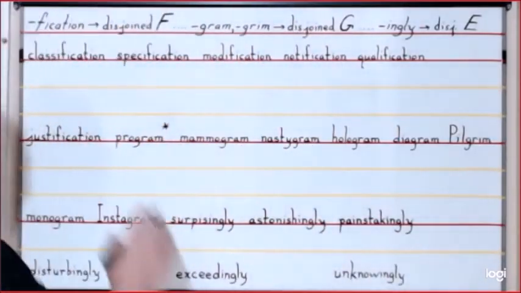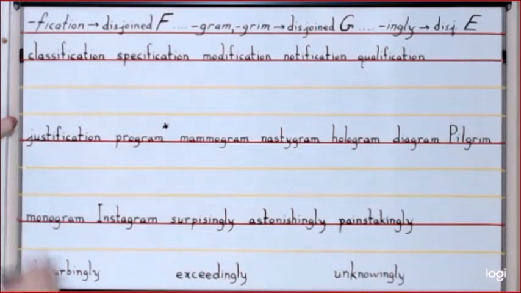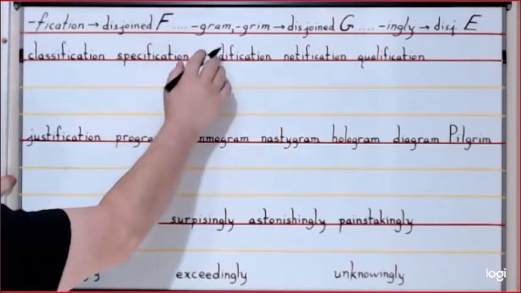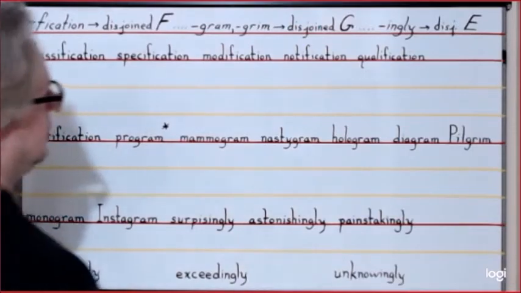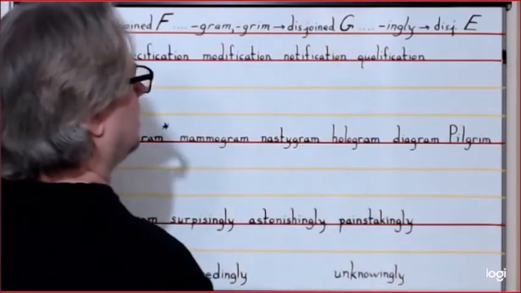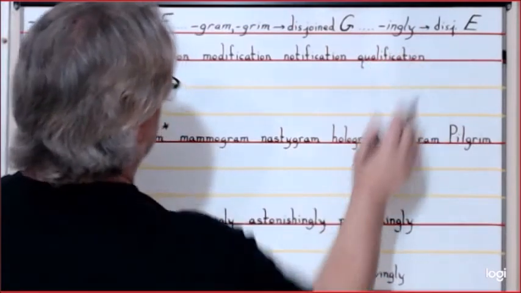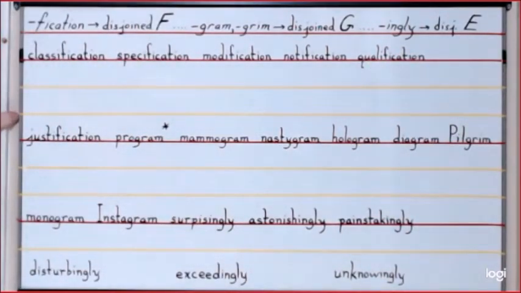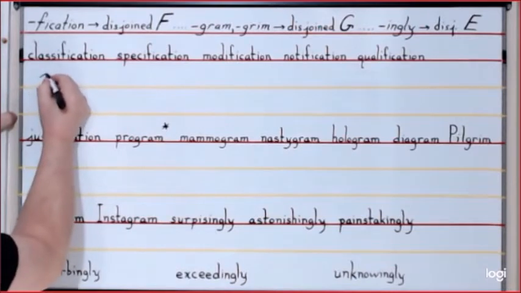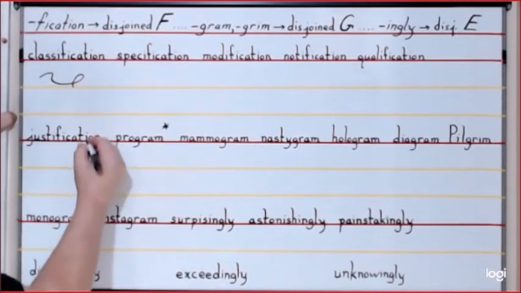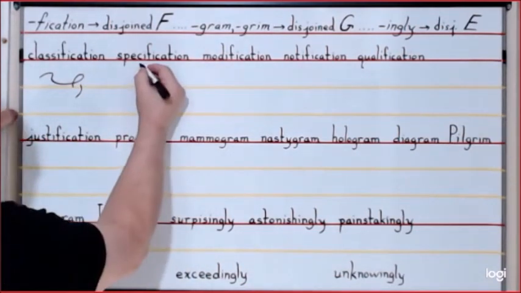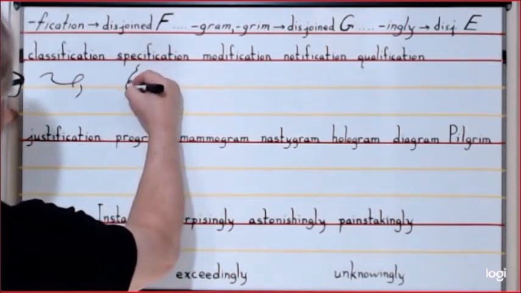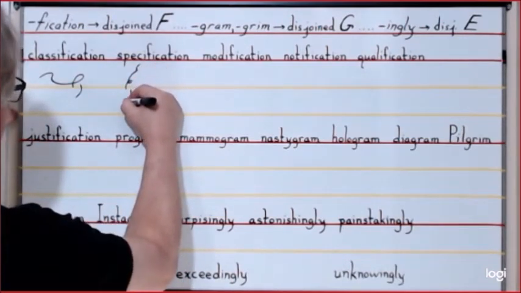The suffix fication is represented by a disjoined F. The suffixes gram or grim are represented by a disjoined G. And finally, the suffix ingly is represented by a disjoined E. So for classification is K, L, A, S, then a disjoined F. Specification is S, P, E, S, and then disjoined F.